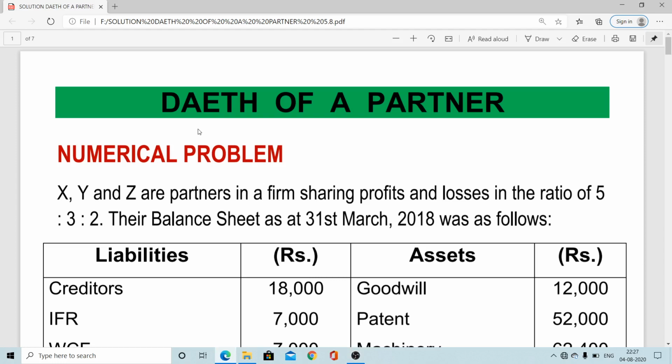Now, in this session, we are going to consider one numerical problem, and it is the last problem from this chapter, death of a partner.